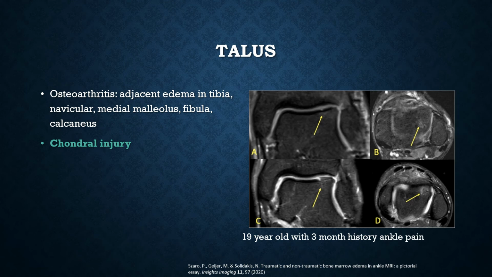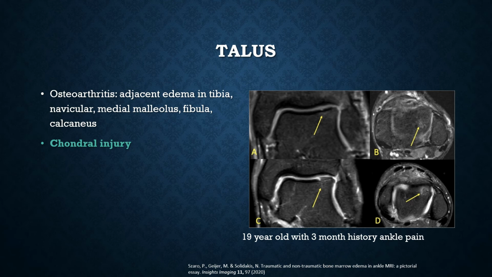Jumping back to the region of the talus now, when you see bone marrow edema in the talar dome, we often think, oh, we should look for an osteochondral lesion. That may or may not be what you find, but if you look closely, often you'll at least find some overlying chondral injury, cortical injury. Remember, you may have superimposed osteoarthritis.